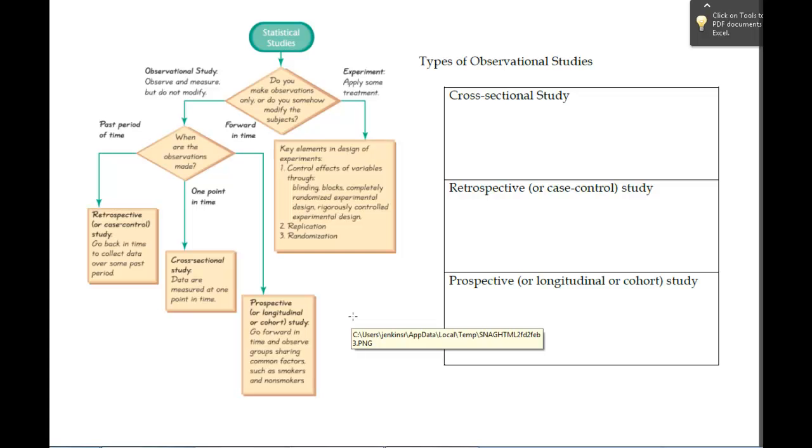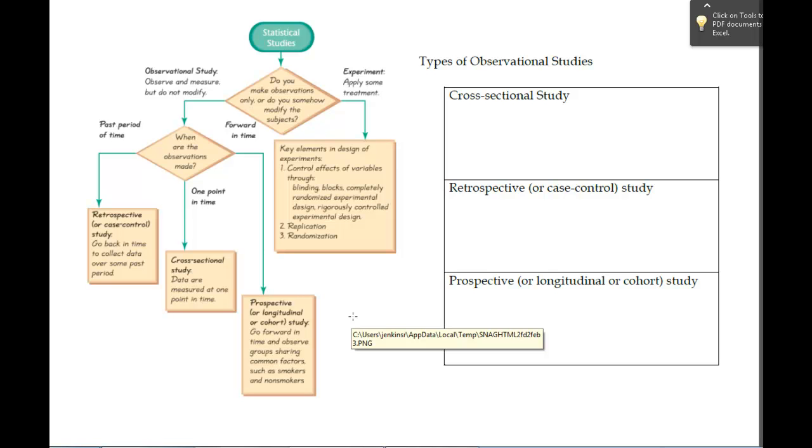But here we have types of observational studies. Last week we talked about the difference between an observational study and an experiment. In an observational study, we are just looking. We're not manipulating. We're just observing. And so there are three different types of observational studies. There's the cross-sectional study, the retrospective or case control study, and also the prospective or longitudinal or cohort study.